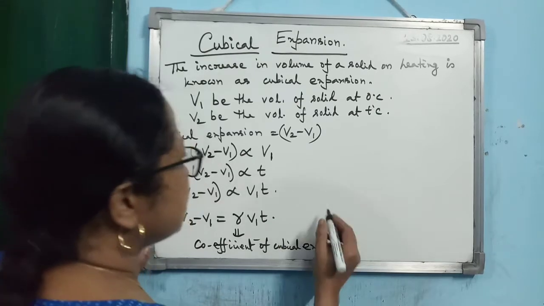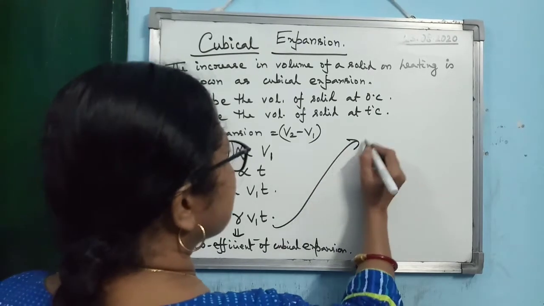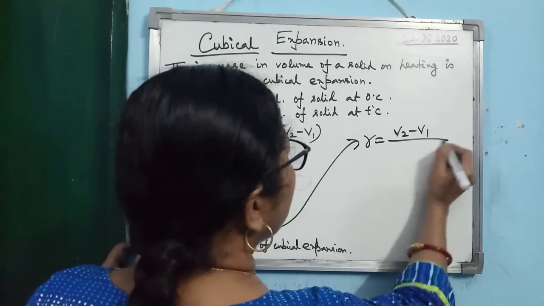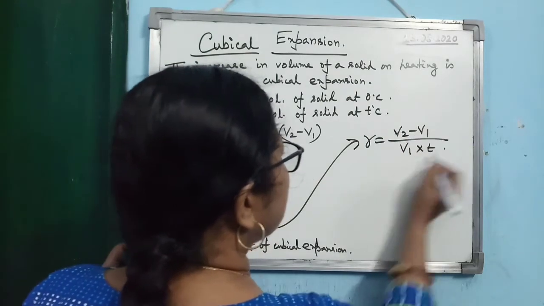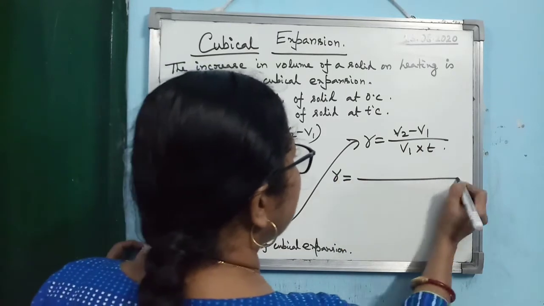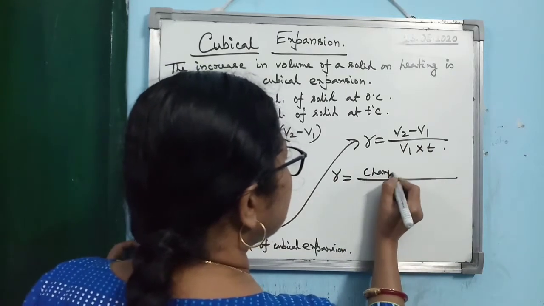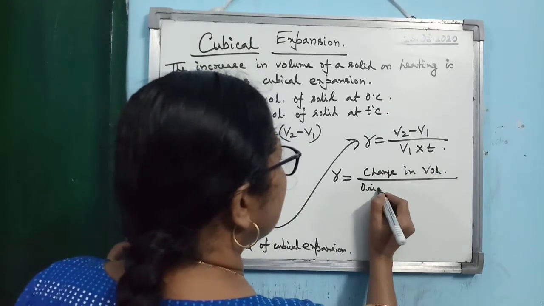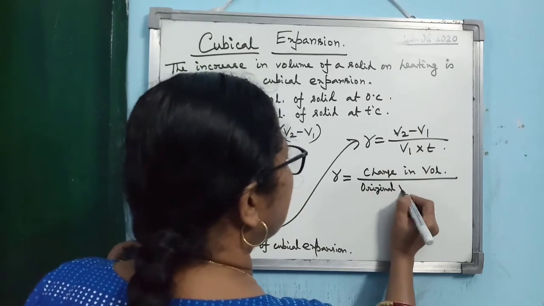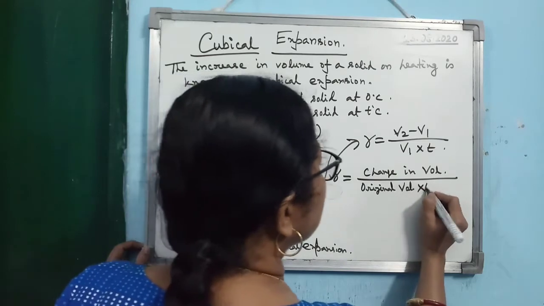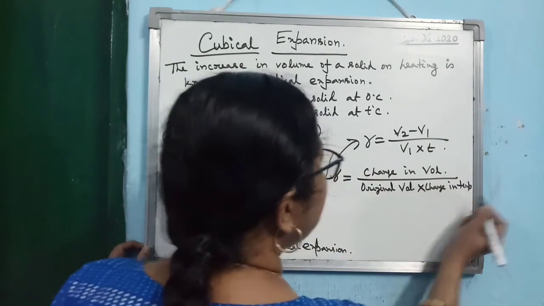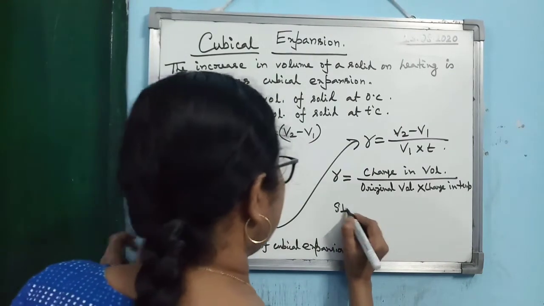Alright, so you can write what is gamma. Gamma is equal to V2 minus V1 by V1 into T. So you can write gamma is equal to change in volume divided by original volume, or the initial volume, into change in temperature.